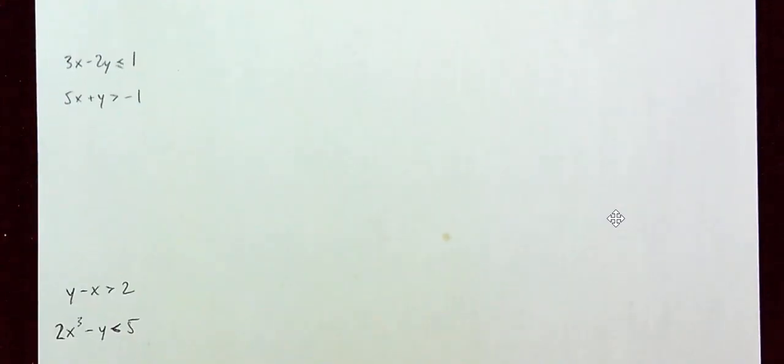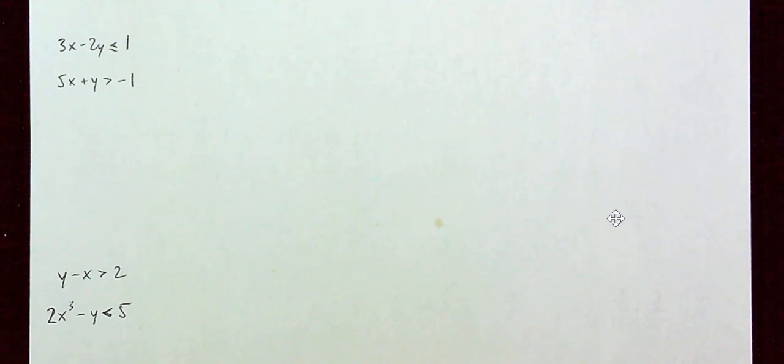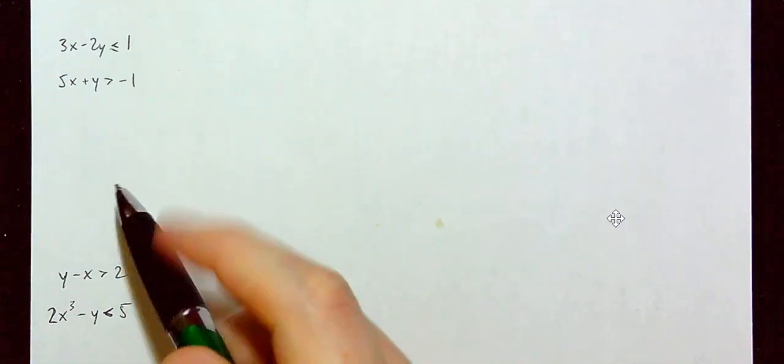So here is an example of what I'm talking about. 3x minus 2y is less than or equal to a positive 1, and 5x plus y is strictly greater than a negative 1. So here, instead of just having one inequality, I have two of them. I'm going to do essentially what I did in each of my previous two problems. I'm going to do that same thing, but with each of these separately.